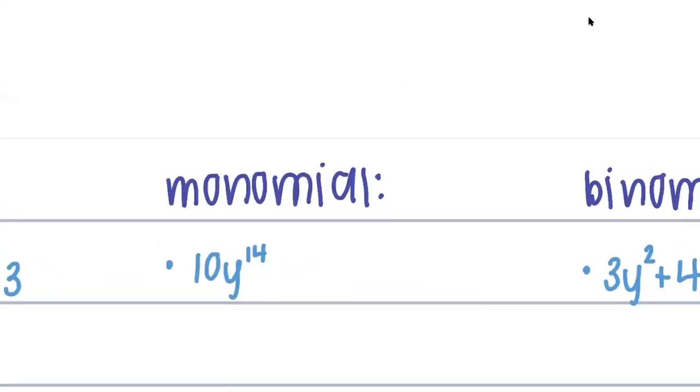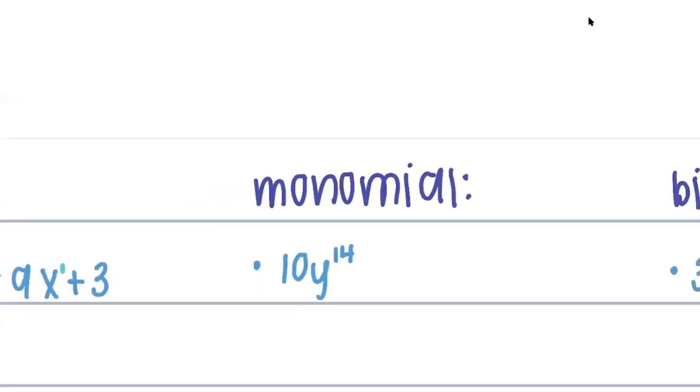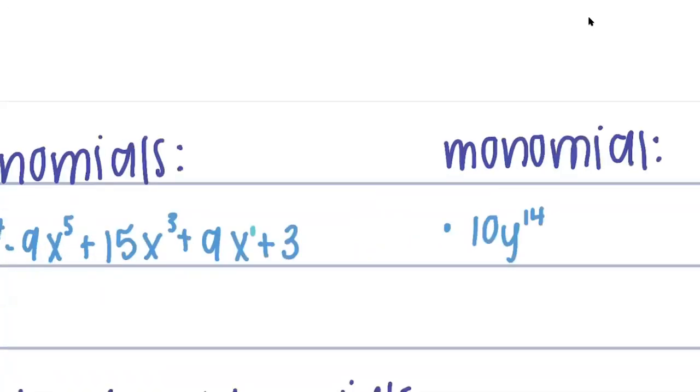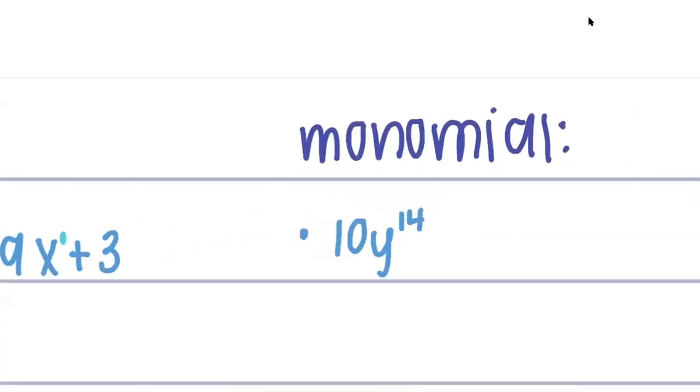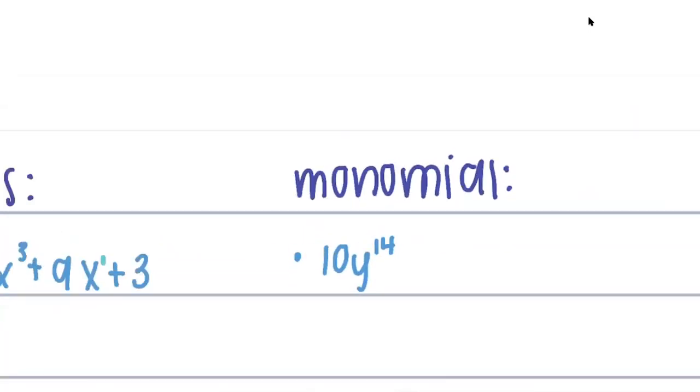So now we're going to talk about what a monomial is. A monomial is an algebraic expression that only contains one term. So it would be like one of these things. An example of that would be 10y to the 14th, because it's just one term. Another example could be like 8y or like 3x. These are all monomials because they only contain one term.